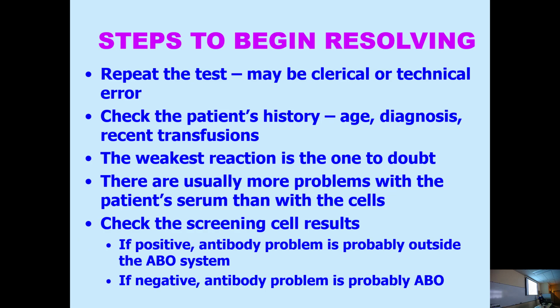And then we're going to check the screening cell results. The screening cell results, you all know, are type O. So if it's positive, the antibody problem is probably outside the ABO. What happens if our donor A cells have an E and the patient has an anti-E? They could be reacting with the A even though they're a B, right? There are things that could be going wrong with that. So if the antibody screen is positive, it's probably not an ABO problem. If the antibody screen is negative, it probably is an ABO problem.